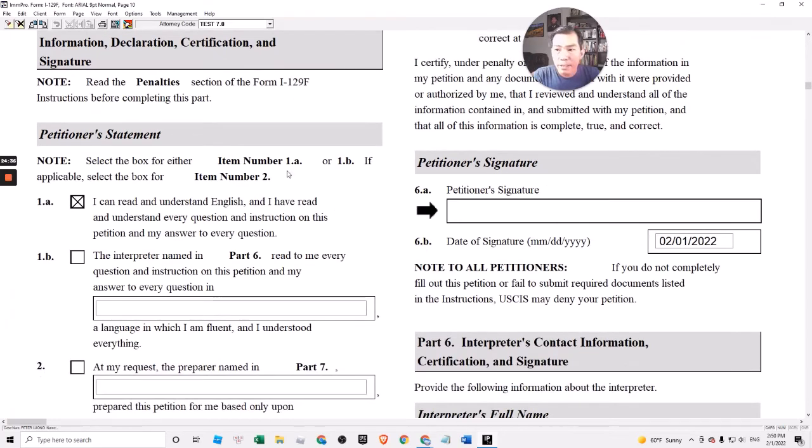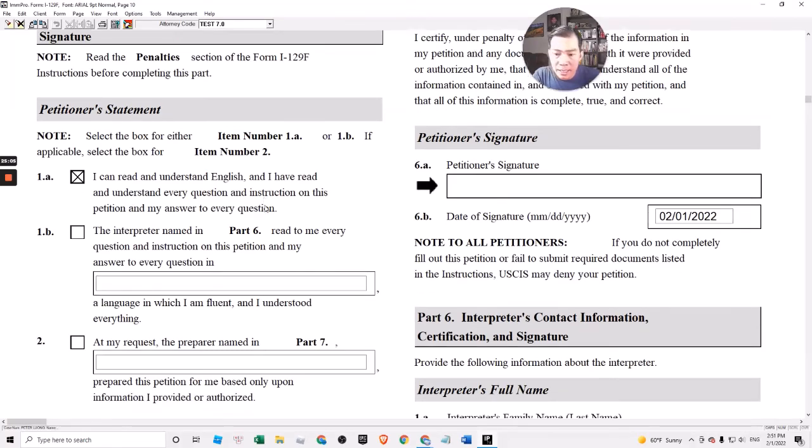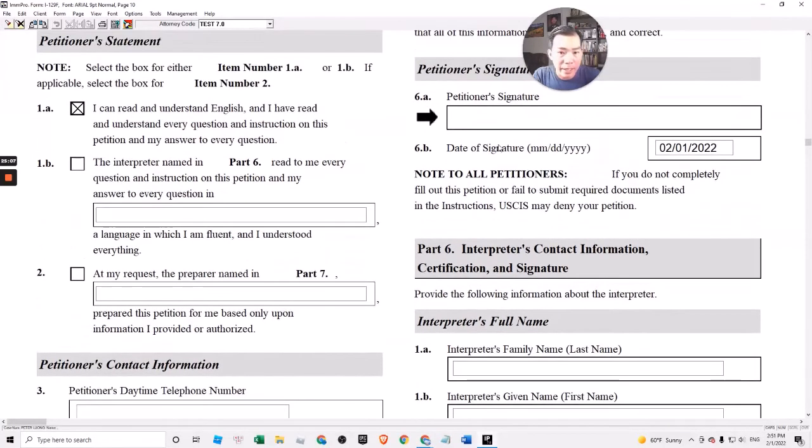And the next page, page number 10, not the last page but nearly, you have to check one of these boxes. Either you complete this form by yourself and check I can read and understand English, or you have an interpreter to help you with all the questions here. So you can check one of these. If you check 1B, you have to provide the information of your interpreter. To make it simple, I check 1A, I can read and understand English.